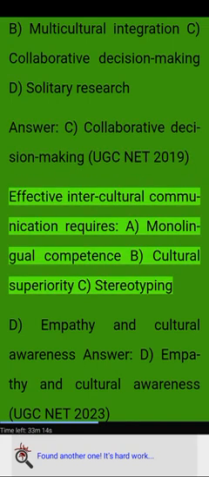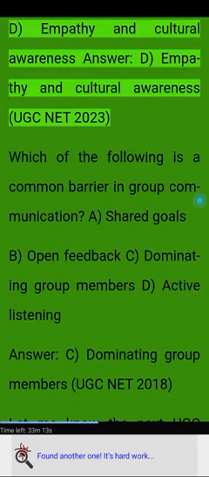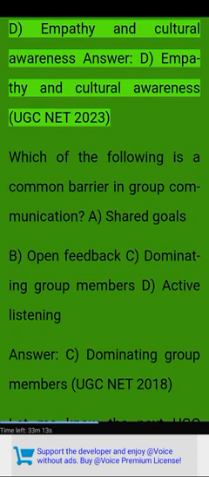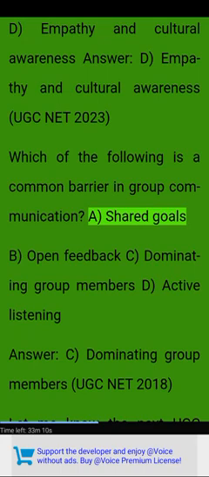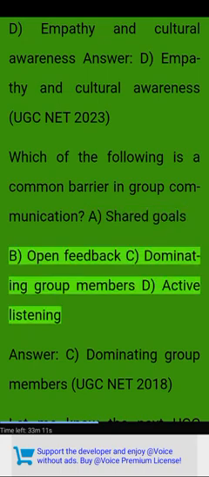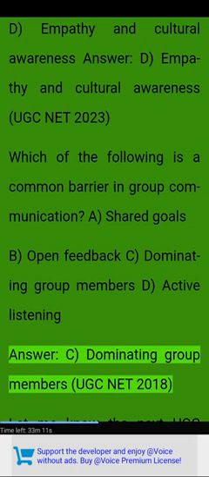UGC NET 2019. Effective intercultural communication requires: A. Monolingual competence. B. Cultural superiority. C. Stereotyping. D. Empathy and cultural awareness. Answer: D. Empathy and cultural awareness. UGC NET 2023. Which of the following is a common barrier in group communication? A. Shared goals. B. Open feedback. C. Dominating group members. D. Active listening. Answer: C. Dominating group members.